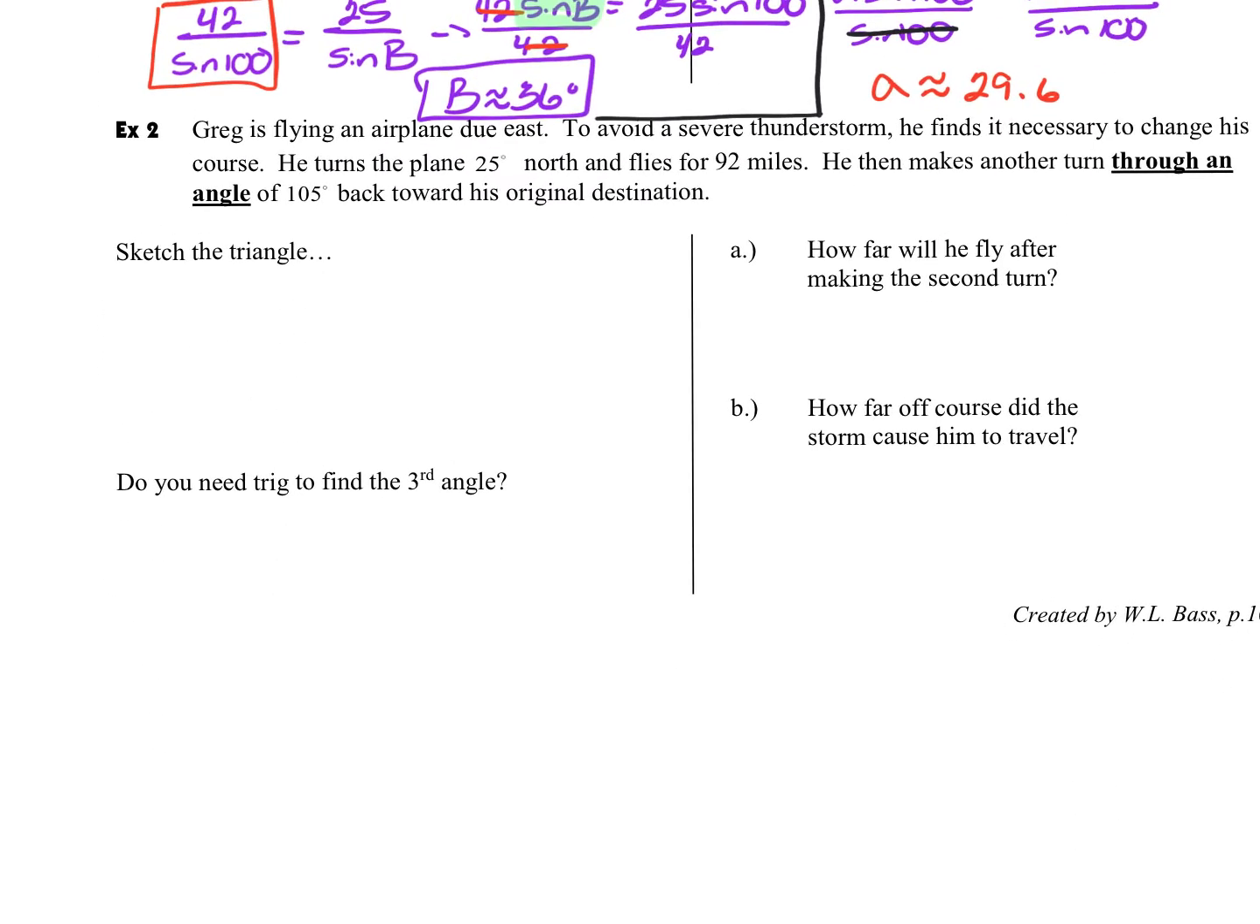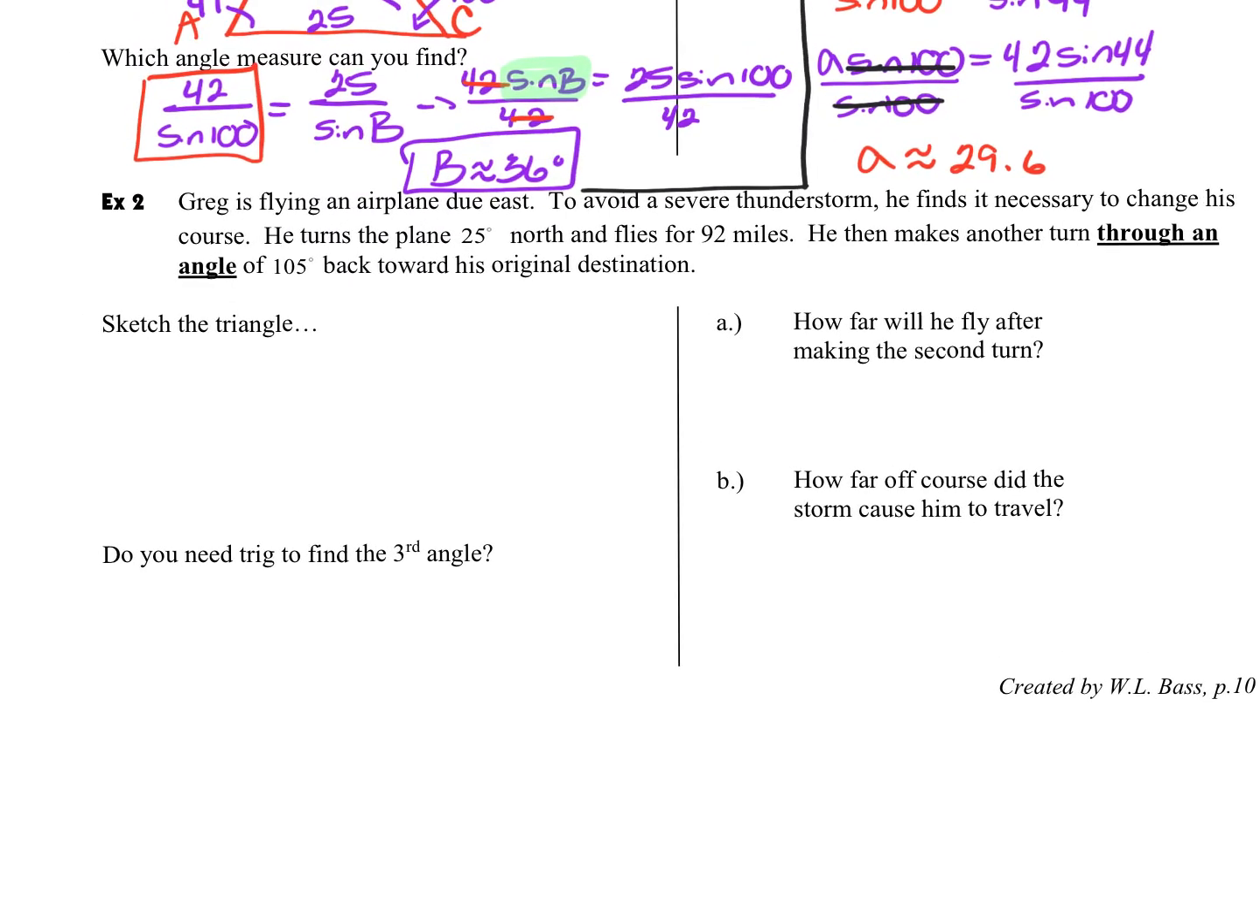Okay, now I'm going to do one more example. We're going to look at a little application problem here. So on this application problem, we are going to have a pilot who is flying due east. So that's going to just simply mean nice and horizontal, okay? So I'm going to put a G here for Greg, and I'm going to give myself just a little arrow to indicate that Greg is heading to the east.